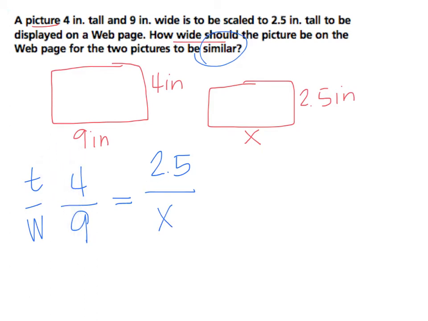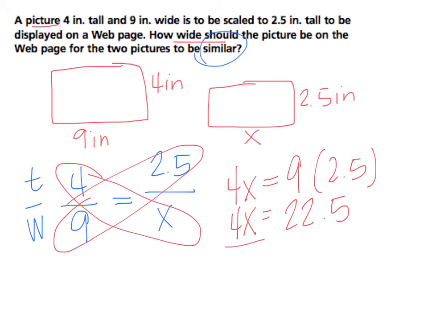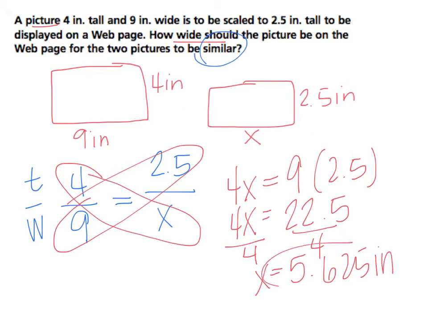So now, just like we did before, I'm going to cross multiply. So I get 4x equals 9 times 2.5. So I'm going to rewrite this as 4x equals 22.5. I'm going to divide by 4 on both sides. So x equals 5.625, and we need to include our unit of inches. So that right there is your answer.